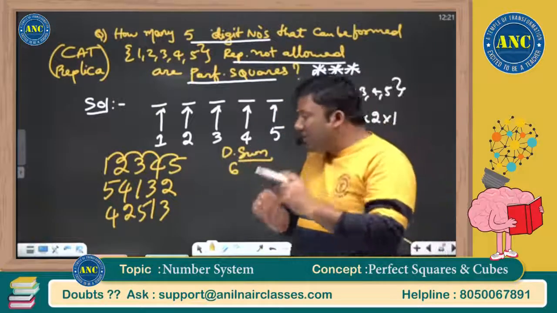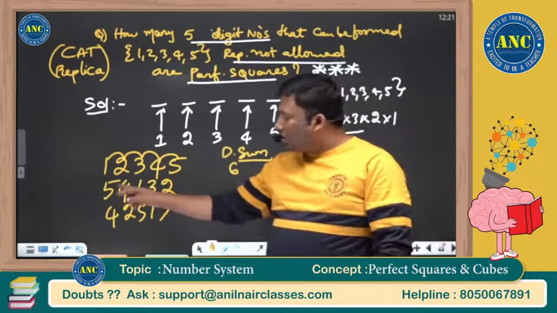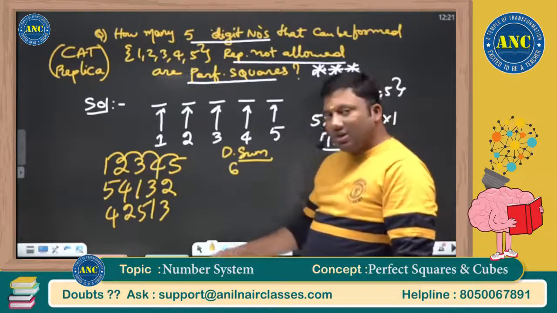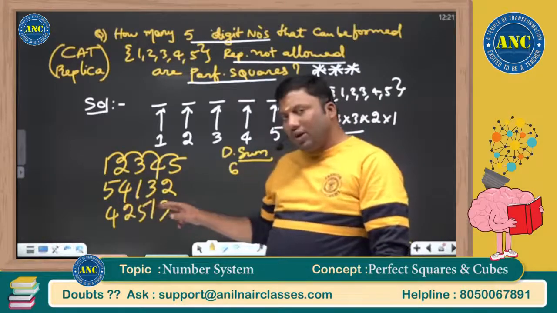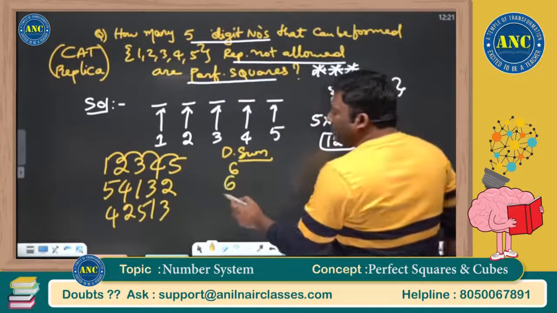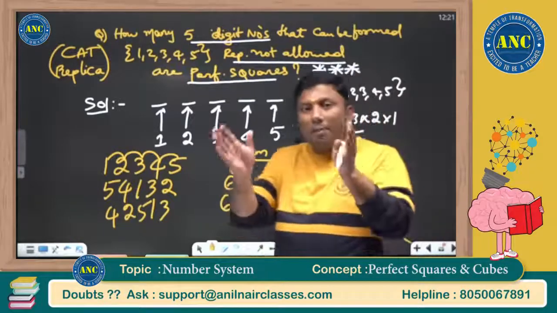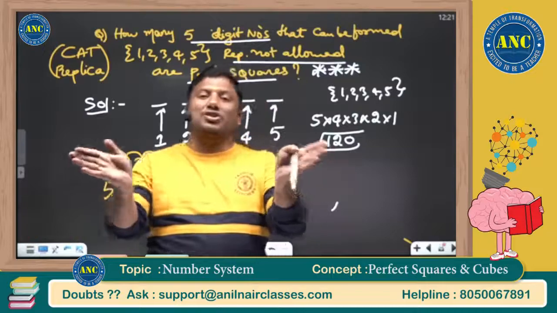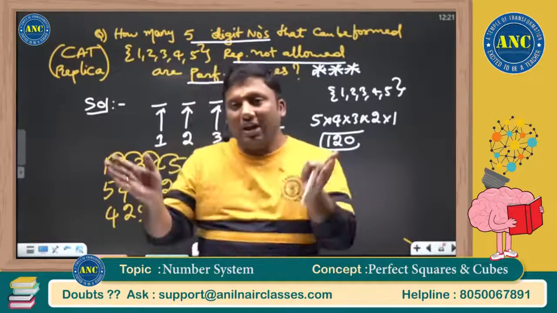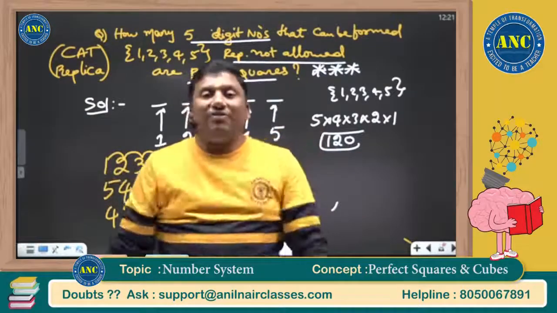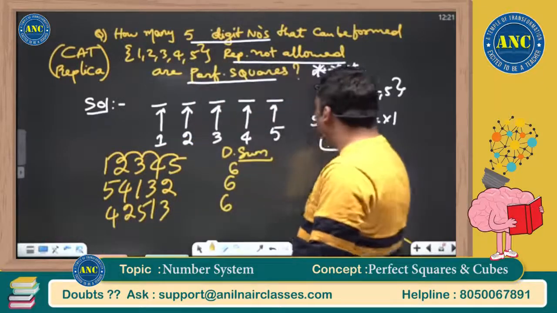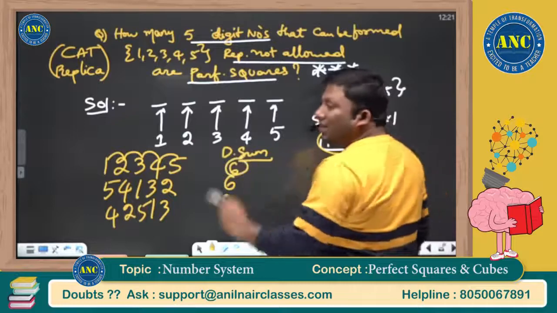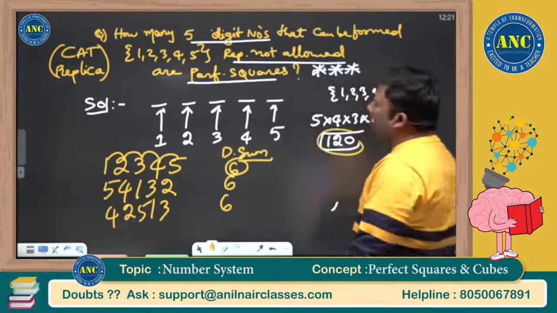If I interchange the digits, will the digital sum change? 5 plus 4, 9, 10, 13, 15. 15, it is 6. 4 plus 2, 6, 11, 12, 15, 6. All the numbers' digital sums are 6. 1 plus 2 plus 3 is also equivalent to 2 plus 1 plus 3, and also to 3 plus 1 plus 2. If I interchange the digits, the sum of the digits will not change. For all the 120 numbers, the digital sum value is nothing but 6.